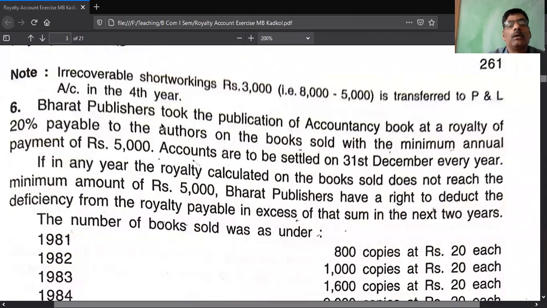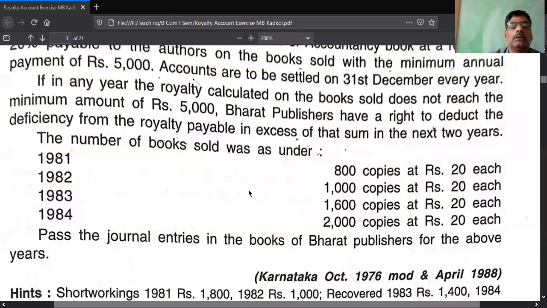In example number 6, Bharat Publishers is there. Rate of royalty is 20% payable to the author on the books sold. 20% is here. I think it is a solved one. Sixth example, I solved or not, I don't know. First you calculate the quantity. Okay.